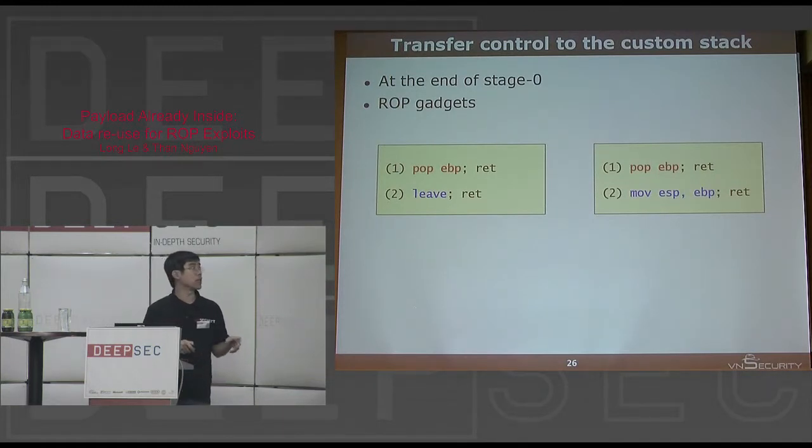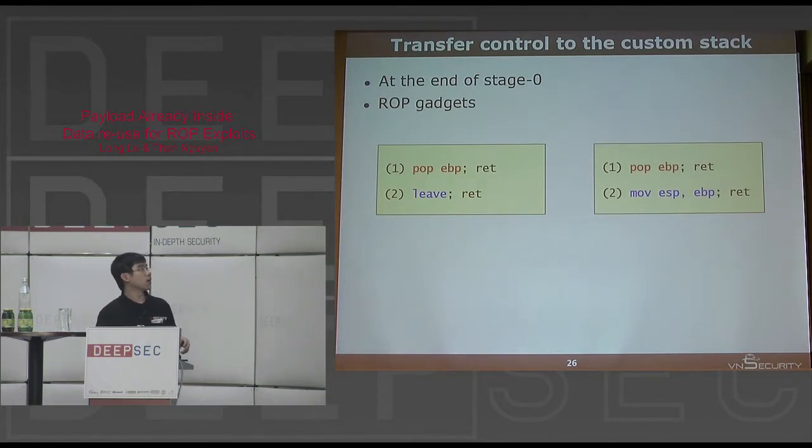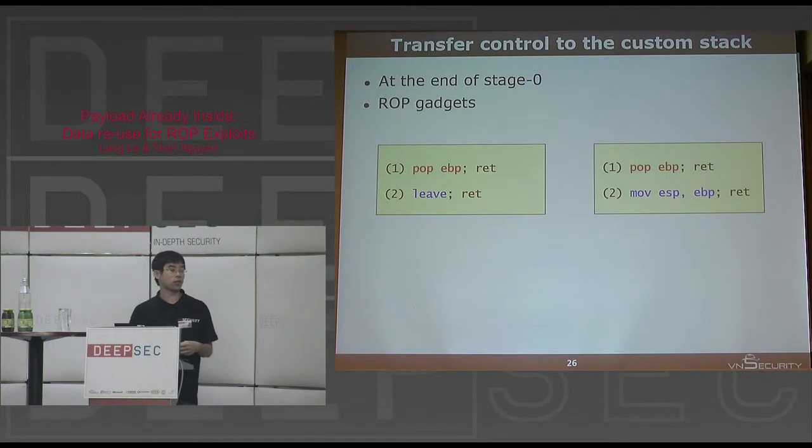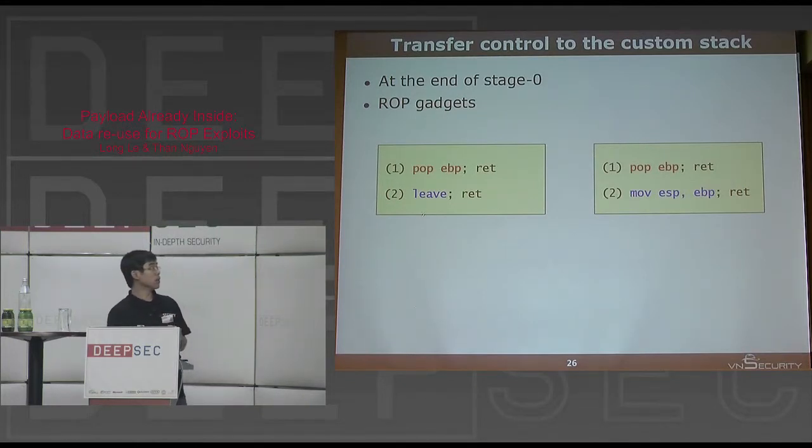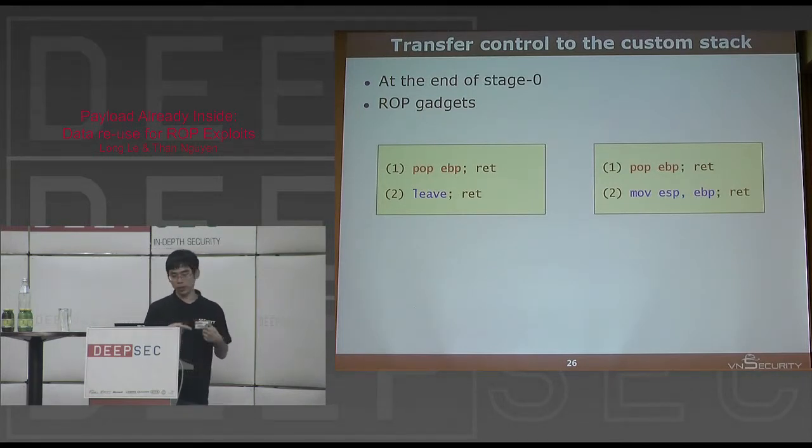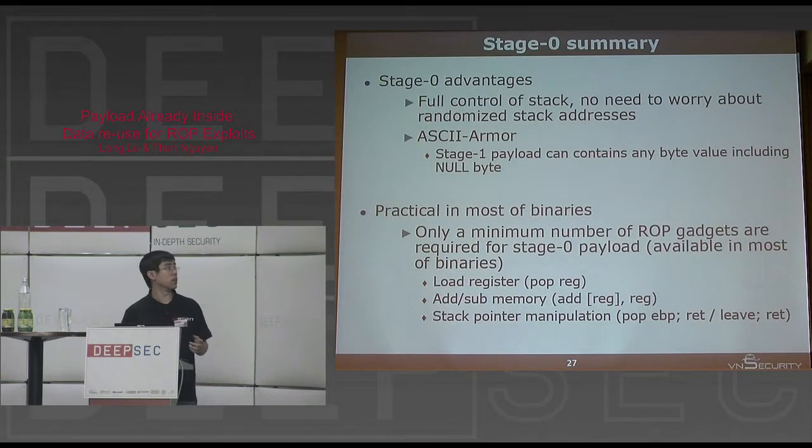At the end of state 0, we need to switch the control to the new stack we just copied the data of state 1 onto. So we transfer the control to the custom stack and let state 1 start running. We only need either pop EBP, return, and leave, or something like that to switch the stack, which is available in most of the binaries.